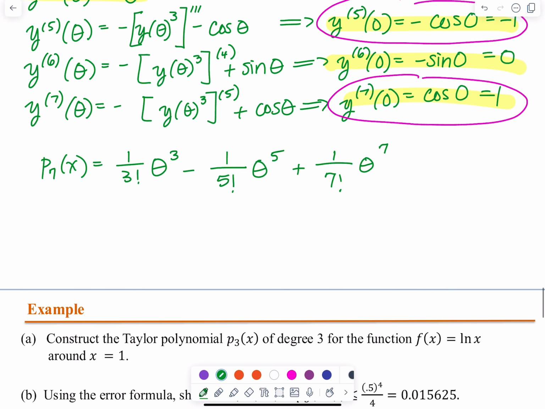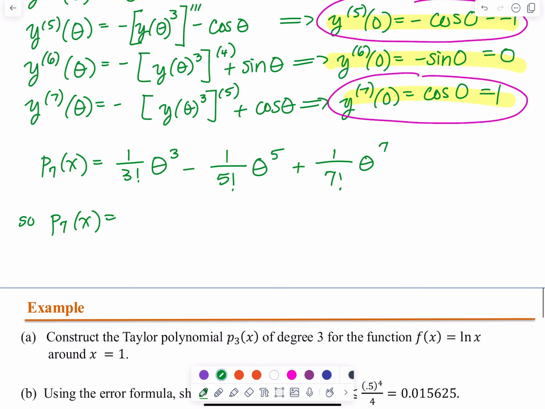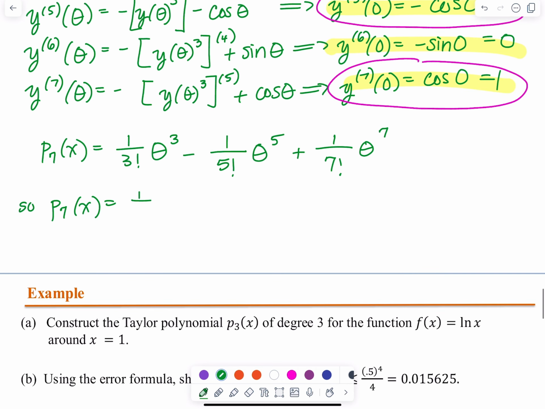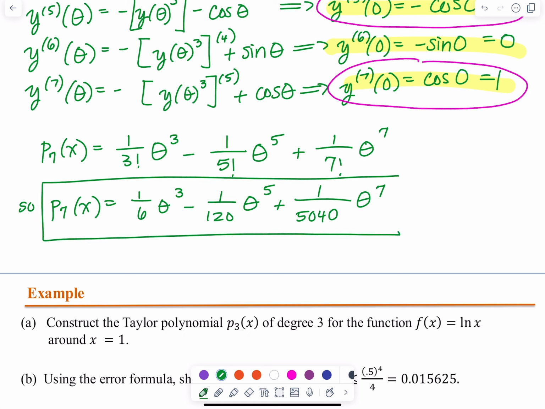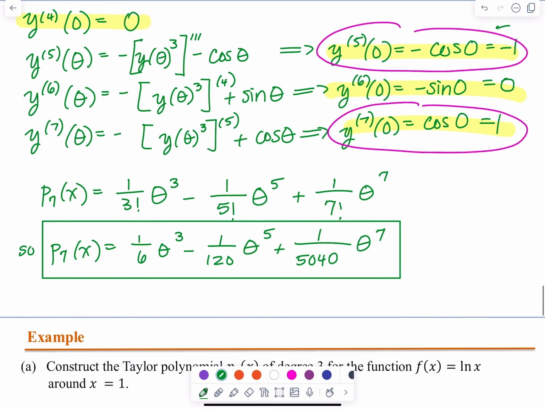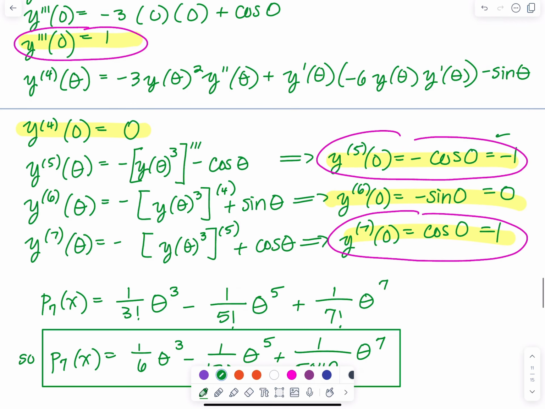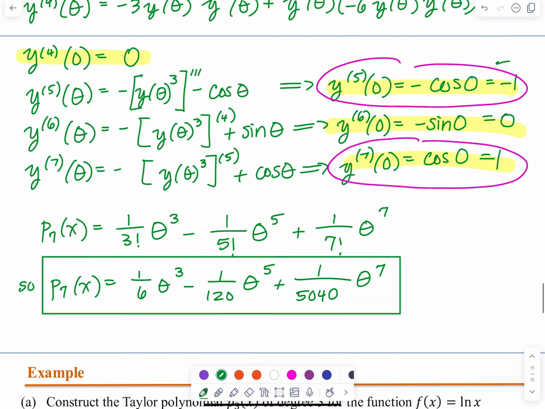And if you'd like, we can go ahead and compute these. This would be 1/6 theta cubed minus 1/120th theta to the 5th plus 1 divided by 5040 theta to the 7th. And those are our first 3 terms. Now, those were our examples in finding the first 3 non-zero terms.